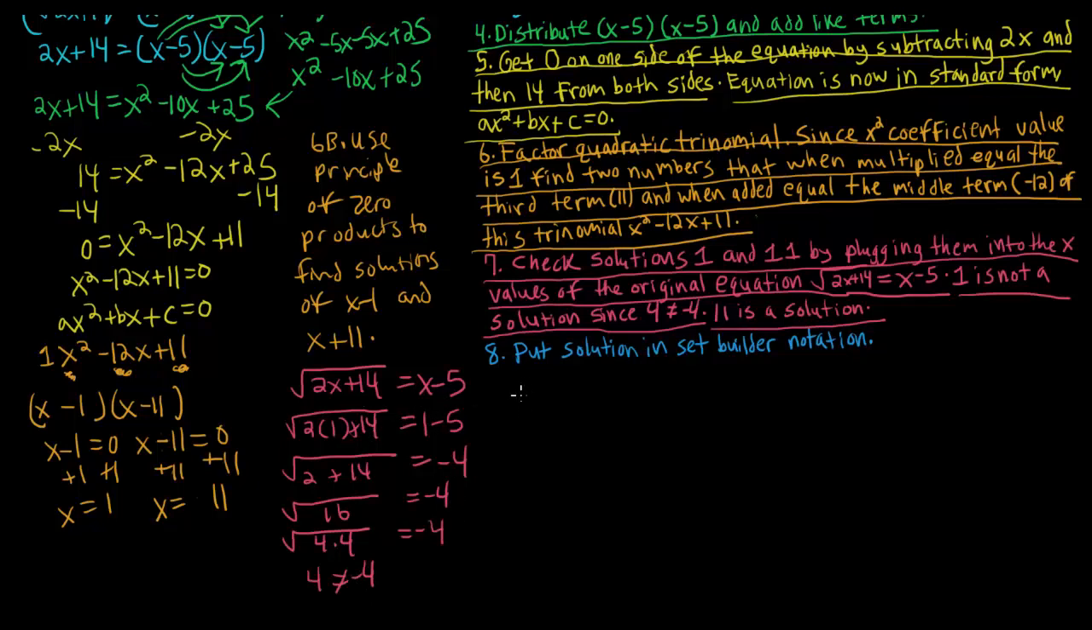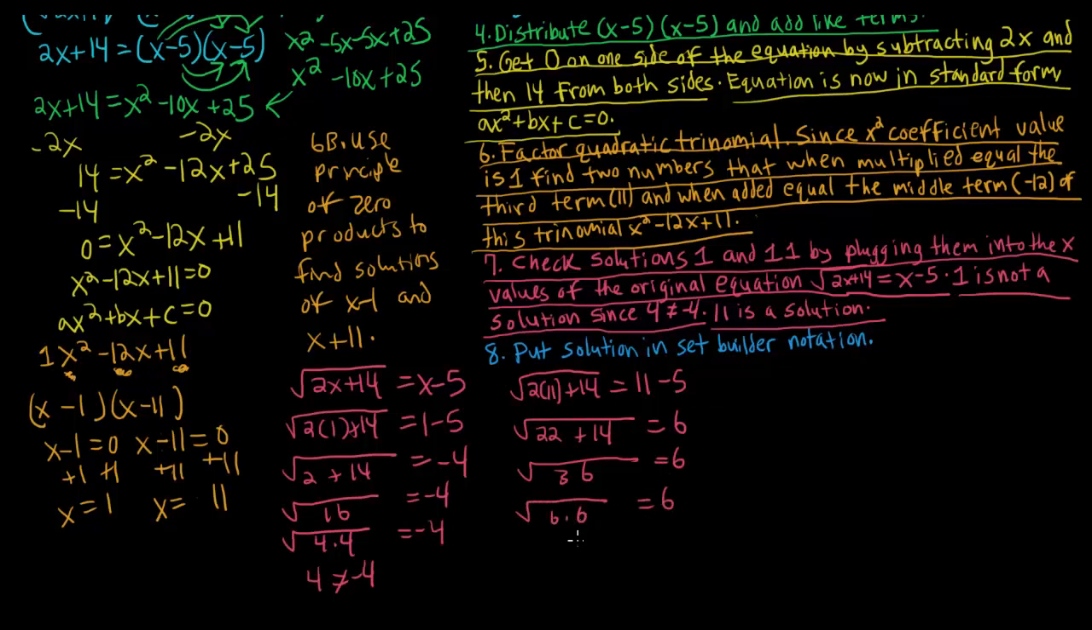Let's try 11 now. Let's plug 11 into our original equation. So the square root of 2 times 11 plus 14 equals, substituting 11 for x, 11 minus 5. 2 times 11 is 22, plus 14, equals 11 minus 5, which is 6. 22 plus 14 is 36, the square root of 36 is 6, so 6 equals 6, which is true, and thus 11 is a solution.